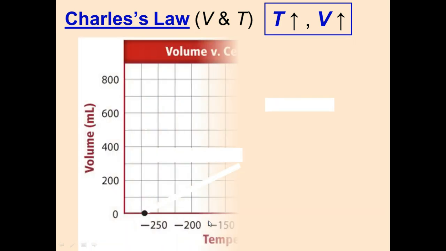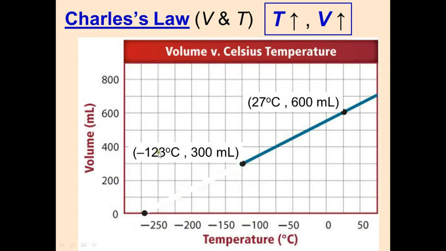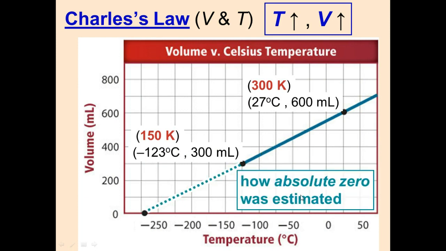And then we have a graph showing this trend, and so the same thing happened. So we went from 150 Kelvin to 300, and notice how the volume doubled. And notice how it follows a nice straight line, so we can predict pretty much any point on this line at different temperatures. So this is in fact how they predicted or estimated absolute zero.